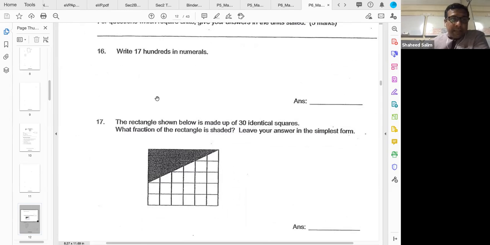Numerals means numbers. Very easy, very easy. That means very simple. Ask yourself, 100 has how many zeros? You just add those zeros behind. 100 has how many zeros? Just write it behind. Add the zeros to that number.